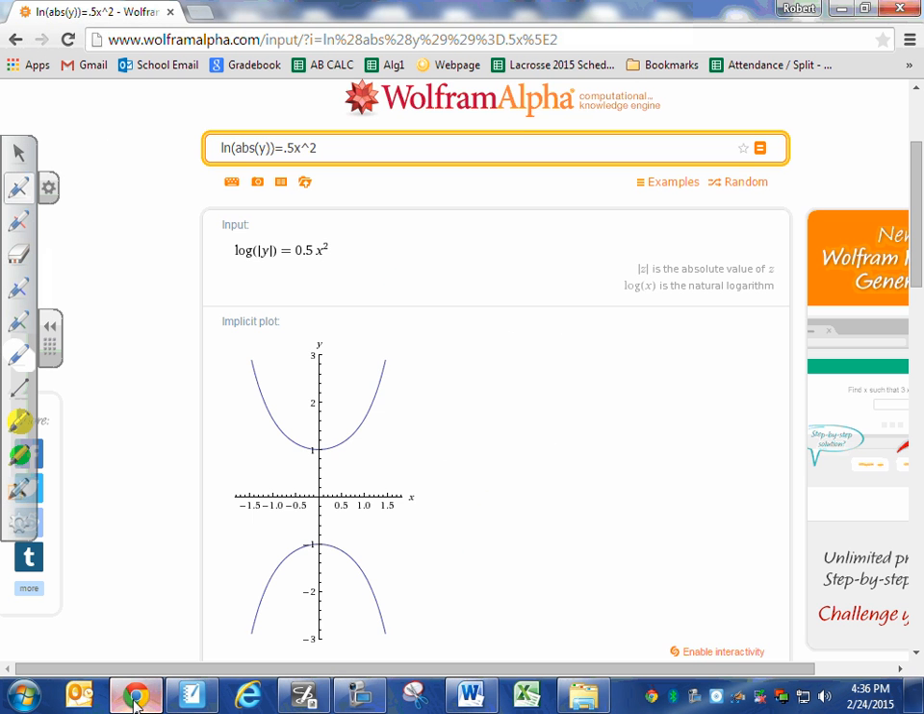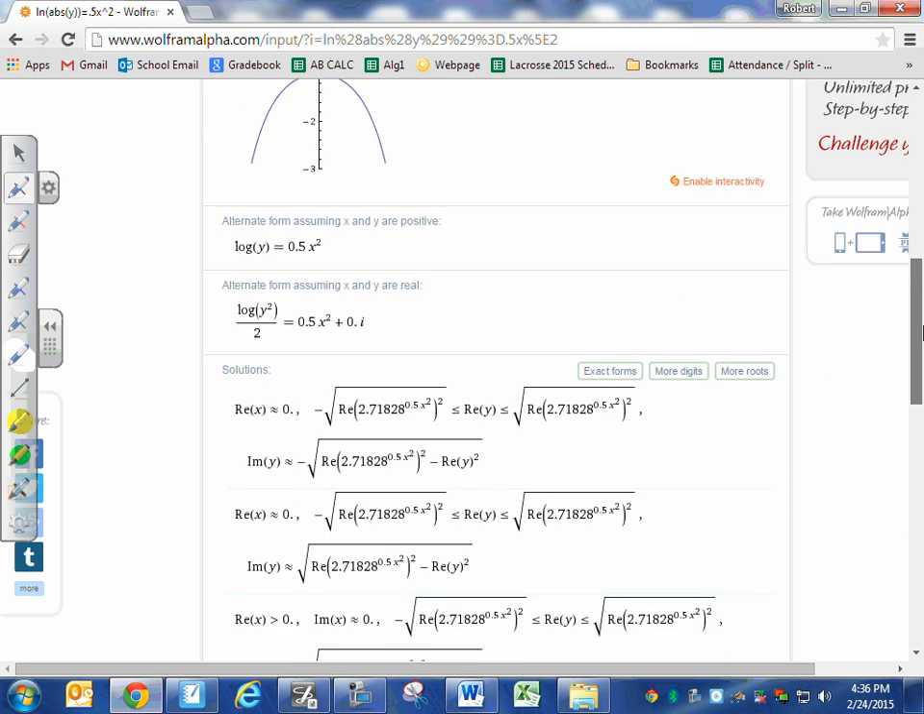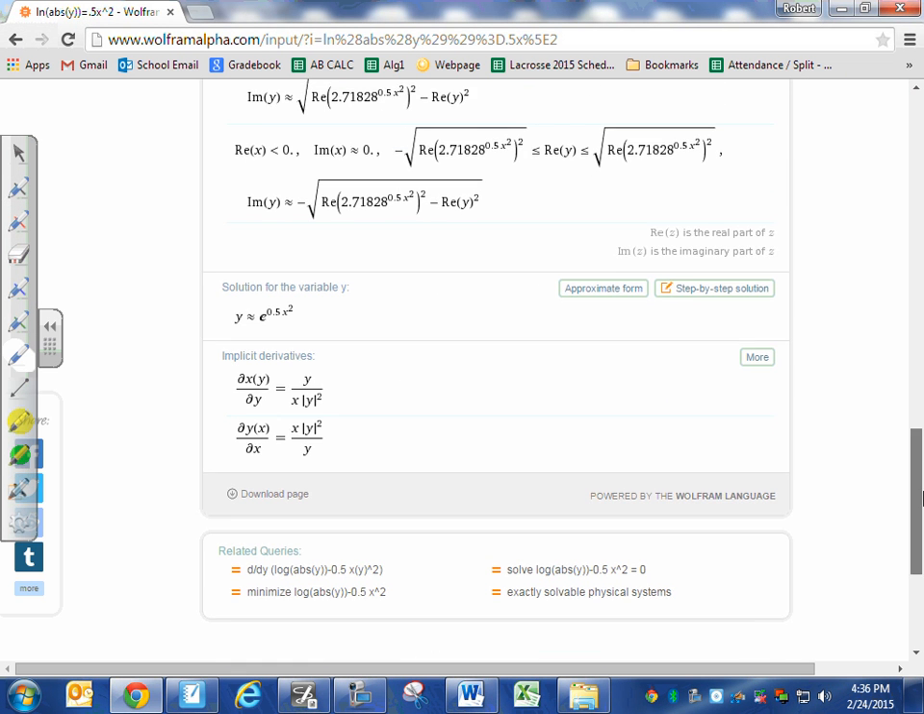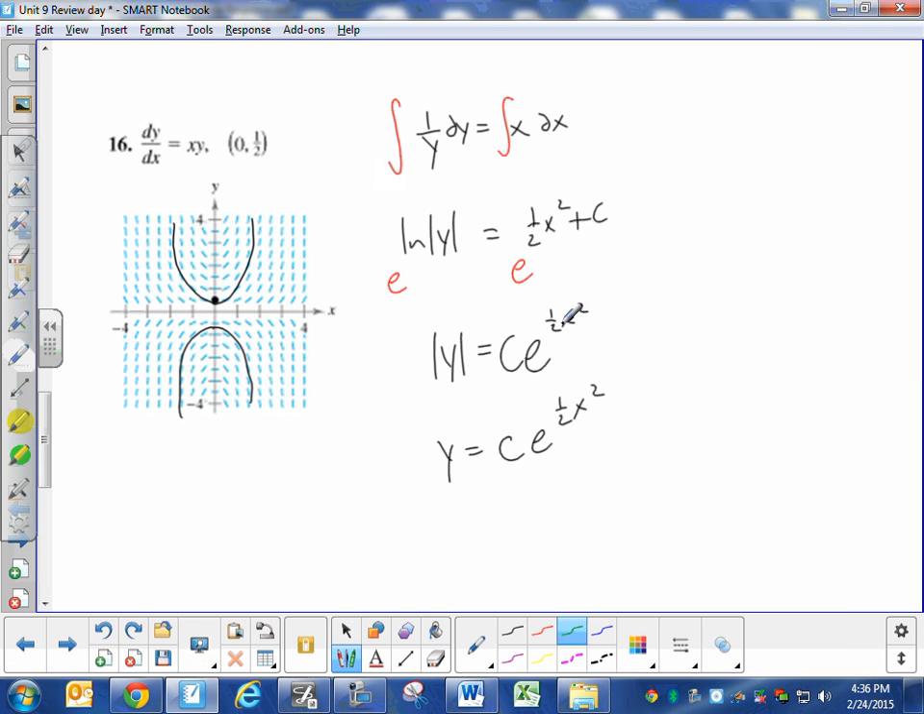Okay. And I think they actually solved that, right? Yep. Y equals e to the 0.5 x squared. They should have the c, but we didn't have a c. What happens if we put a c in here?